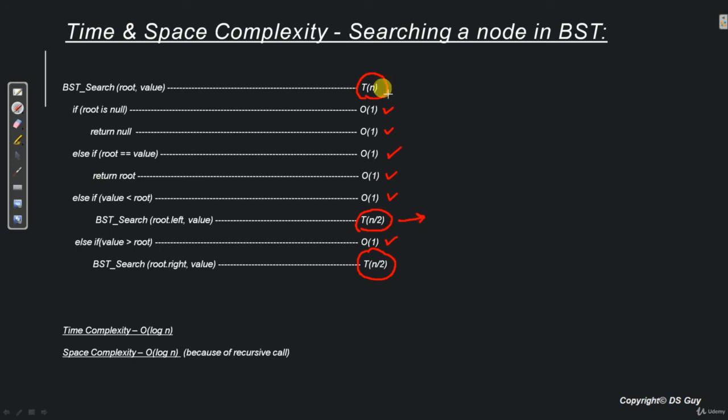So we have assumed that the entire algorithm will take T of n time, and since we are dividing the algorithm into exactly two halves in these two cases, we are saying that it will take T of n by 2 time. Now if we apply the back substitution method, we get time complexity of order log n. Space complexity is also order of log n because there is a recursive call involved in it. So the number of push and pop operations it will take is log of n. So the space complexity becomes order of log of n.